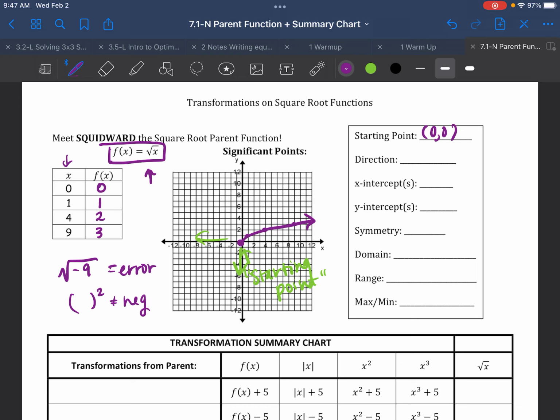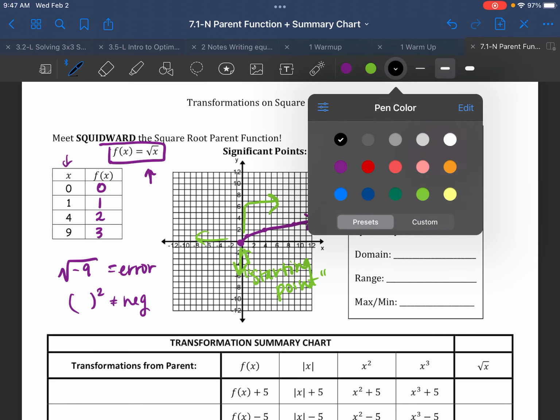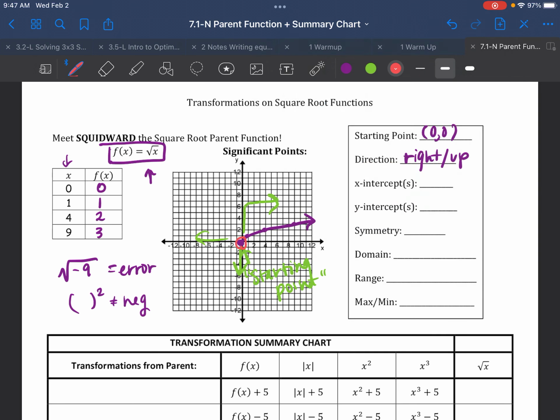Okay, and so this parent function, Squidward, his direction, we want to keep track of the fact that he's going to the right. That's going to help us with domain. And he's also going up. That's going to help us with the range. So Squidward here is going up and to the right. And so the x-intercept for the parent function is (0, 0), right there where he crosses the x-axis. And so obviously that's also our y-intercept, because that is also where he crosses the y-axis.